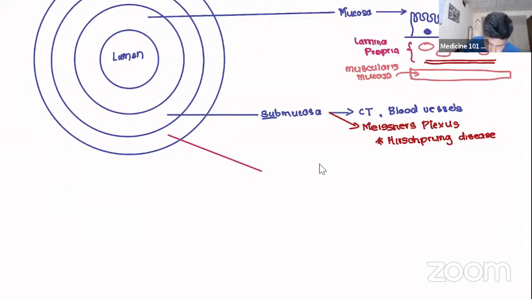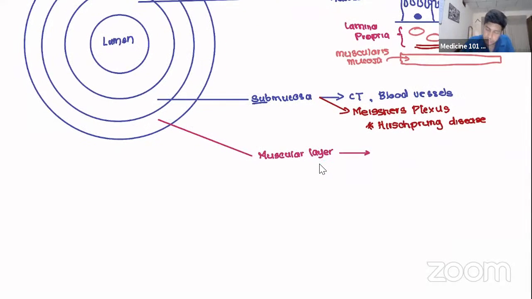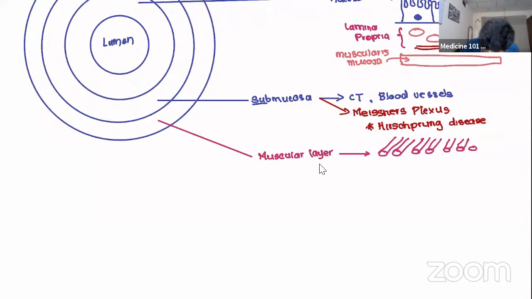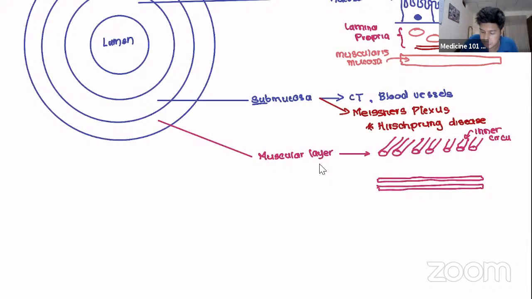The next layer is called the muscular layer. It has two types of muscles. Can someone tell me what the two types are? Circular and longitudinal. Which is inner, which is outer? Outer is longitudinal, inner is circular. So we have a circular layer of muscles. Why did I draw it like this? It means it goes this way. When you cut a slice of the GI tract, you will see these muscle fibers traveling this way. Leave a space in between. The other type of fibers is called the longitudinal layer. So the inner circular layer, and the outer longitudinal.